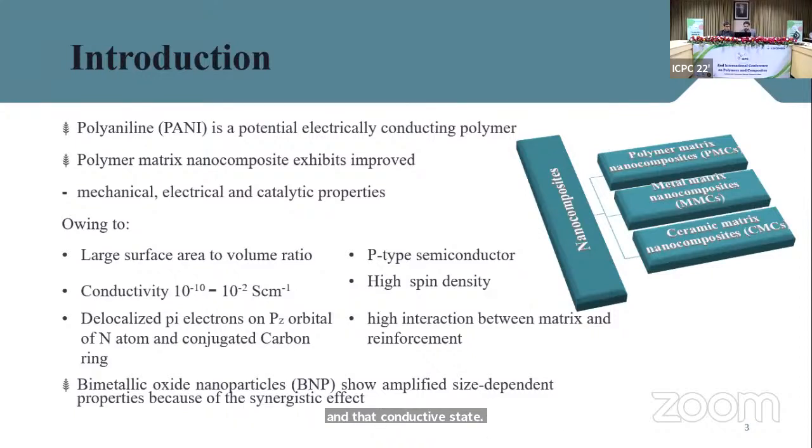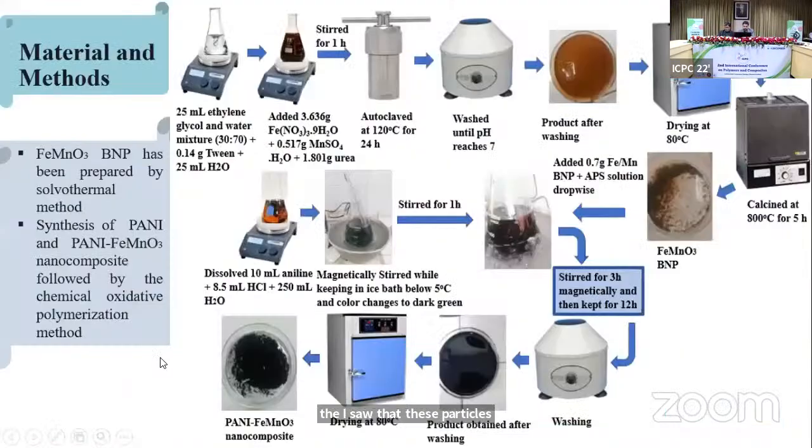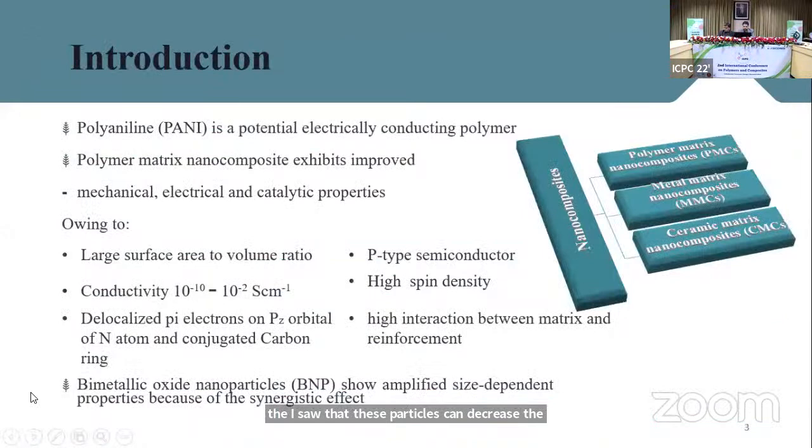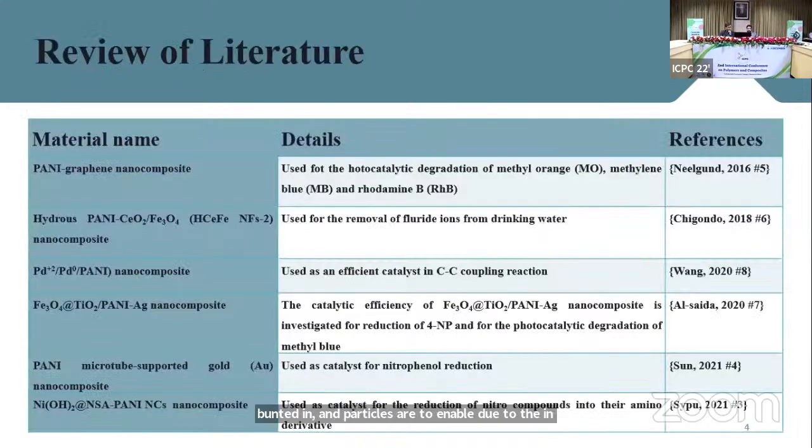In the past years, polyaniline has been used as a catalyst, but the basic drawback that they encounter is fast recombination due to the high conductivity of the polyaniline. So I used bimetallic oxide nanoparticles as a reinforcement, which can lower the conductivity up to the level we wanted, because it is tunable. The properties of the bimetallic nanoparticles are tunable due to the synergistic effect in them.